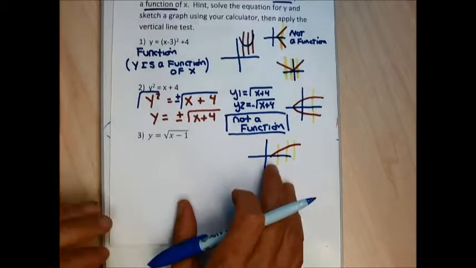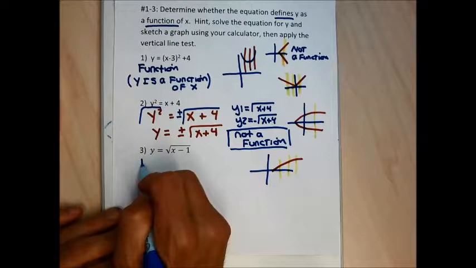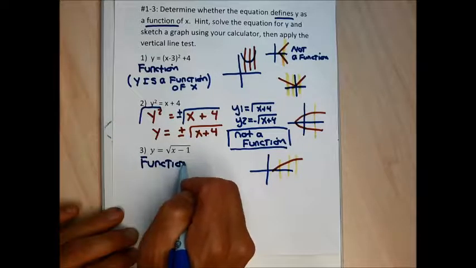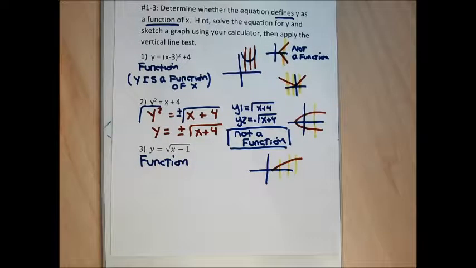So for this one, we can say it is a function. We could just write the word function, or we can say y is a function of x. Probably the easiest thing to write is just to say this is a function. If you want more grammar than that, you can say this is a function, or you could use the words y is a function of x.